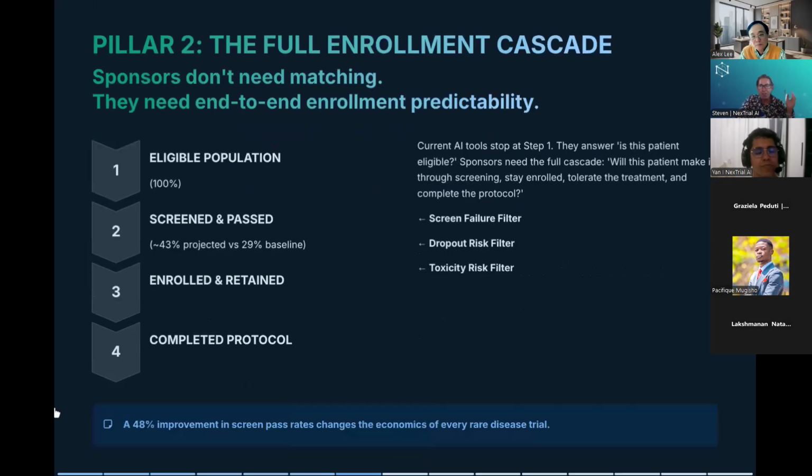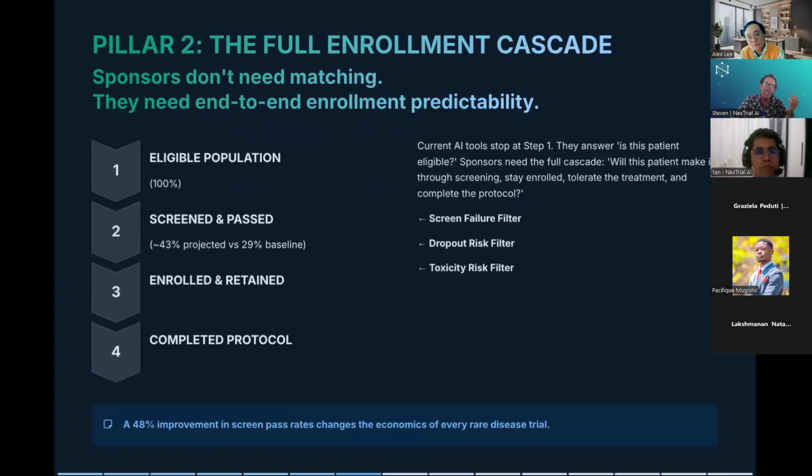So the second pillar is cascading forecasting, right? Cascade forecasting. This is where the industry's current tools completely break down. Every AI matching platform on the market today answers one question: is the patient eligible today? That's step one of a four-step problem, right?